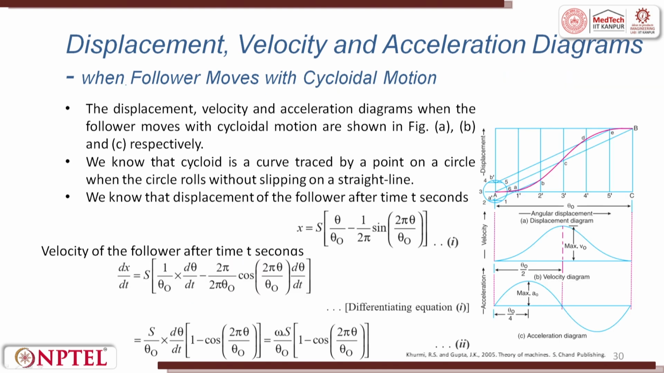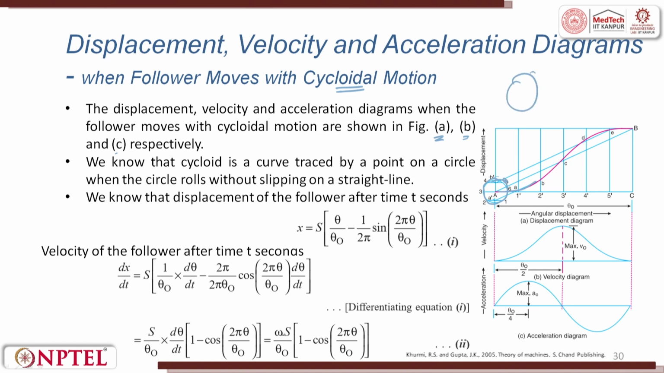When we do a follower with cycloidal motion, we have displacement, velocity and acceleration diagrams. There is a small circle which we divide into 8 parts and draw straight lines. The displacement, velocity and acceleration diagrams, when the follower moves with cycloidal motion, are shown in A, B and C respectively. We know the cycloid is a curve traced by a point on a circle.